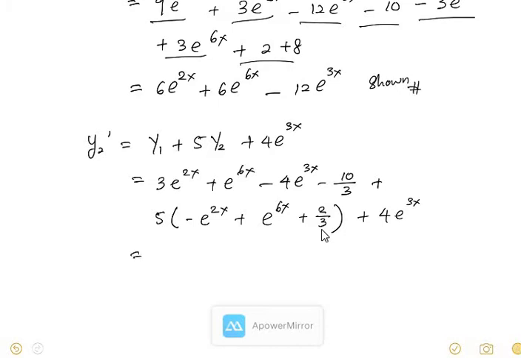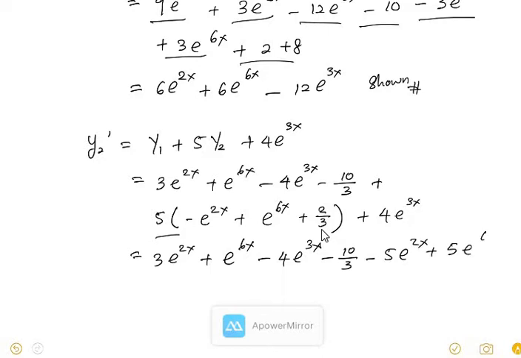So you can multiply in this one. So I multiply in first. So exponent 6x minus 4 exponent 3x minus 10 over 3 minus 5 exponent 2x plus 5 exponent 6x plus 10 over 3.